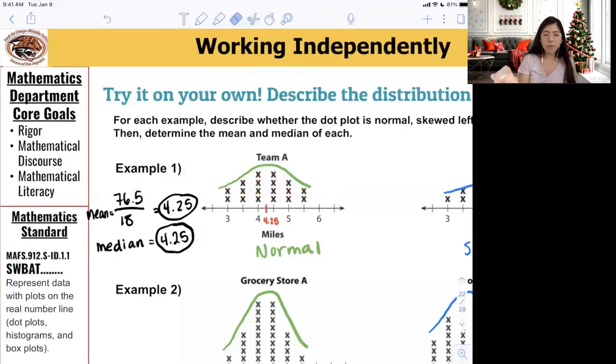Okay, so what do you guys notice? Look, the mean and the median are exactly the same. And that's exactly what makes something normal. That's kind of the actual definition of normal. If the mean and the median are pretty much the same, sometimes a tiny amount smaller or bigger, but if they're pretty much the same, you've got a normal distribution.